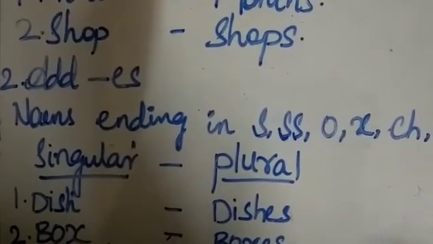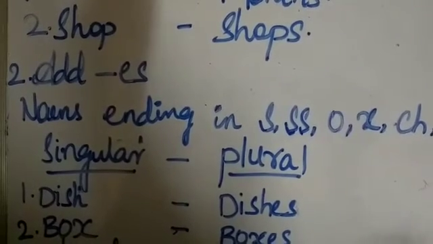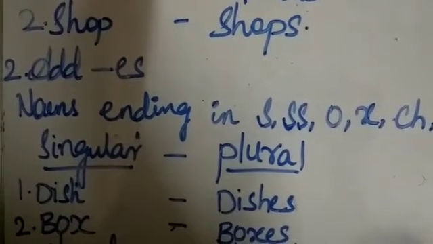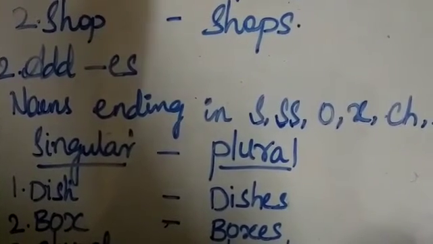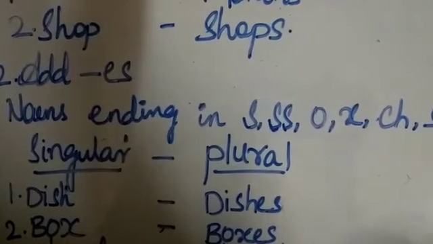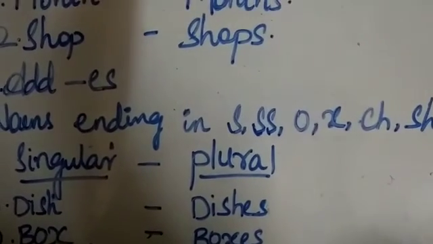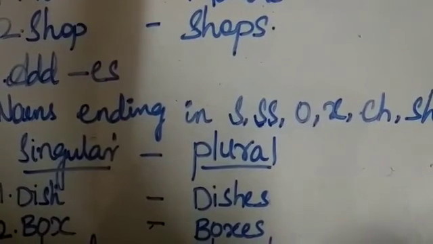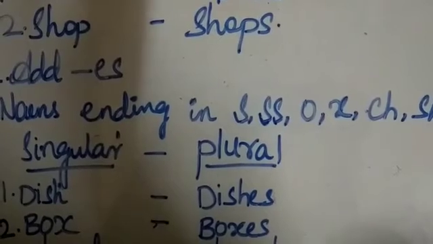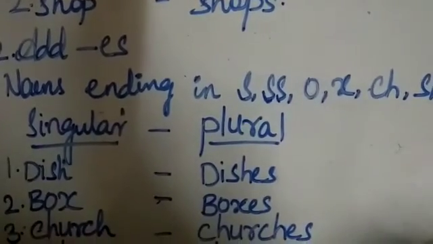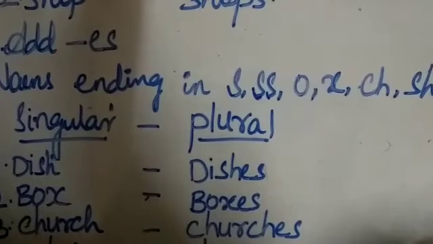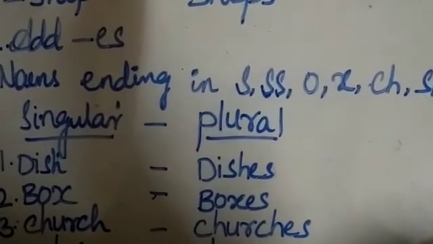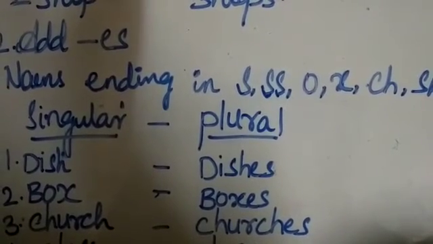Second one, add ES. ES we need to add to the words which are ending in S, SS, O, X, CH, SH. So these are some of the words where we need to add ES. Let us write the examples based on the words which are ending with. First one, which is ending with SH.